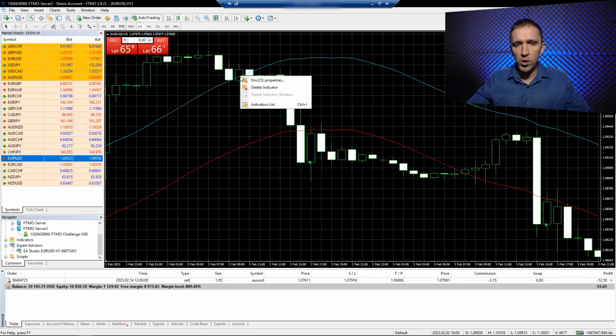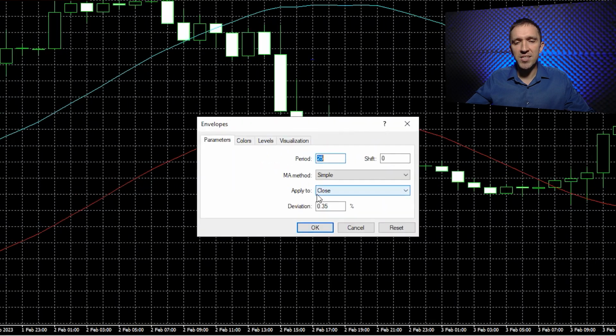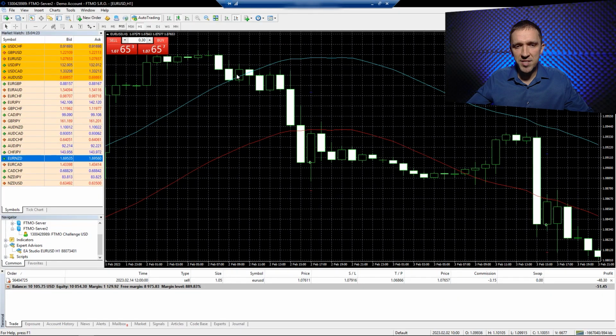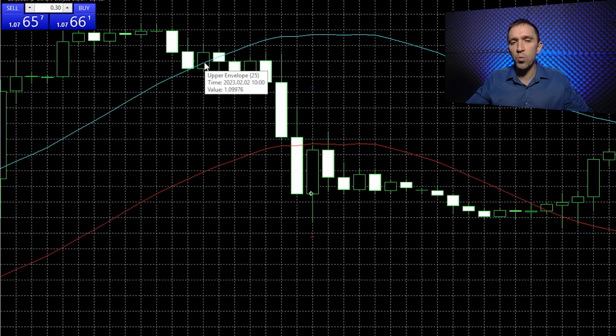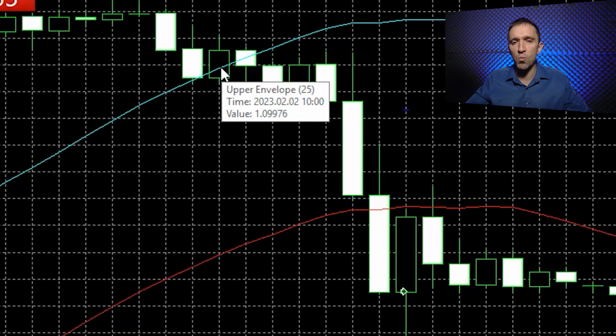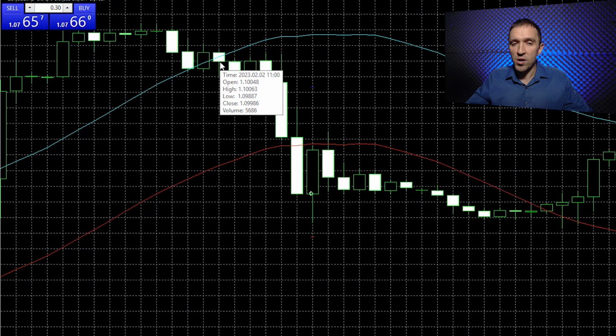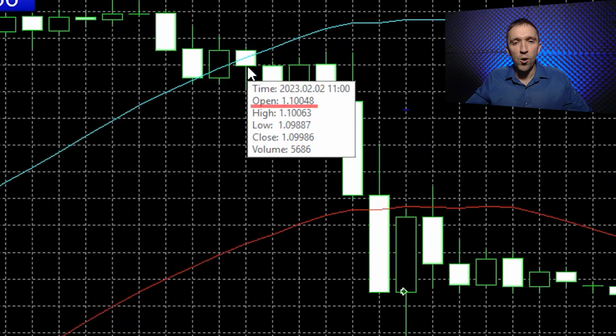And because the envelope indicator is applied to close price, this means that at the opening of that bar, the true value of the envelopes is the price at the closing of the previous bar, that is 109.976, and the opening of the next bar was at 110.048. So basically there was the confirmation that the price is above the envelope and it should have opened a short trade, but it didn't.